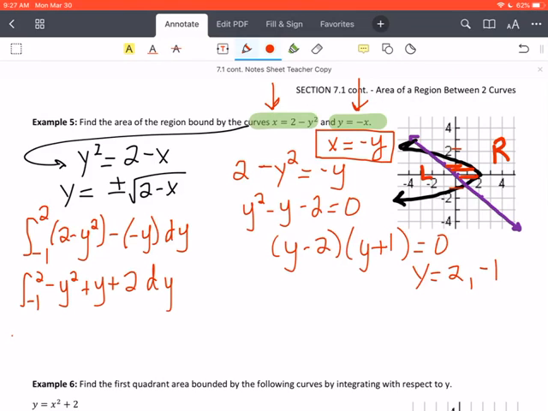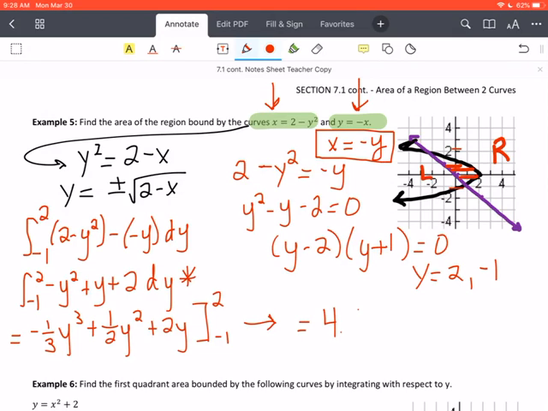Let's go ahead and review our integrating. So we have power rule: -1/3 y cubed plus 1/2 y squared plus 2y, and then we are integrating from -1 to 2. You could plug these numbers in, or at this point you could use a graphing calculator with the integrate feature, and we end up getting, again, that region is 4.5 units squared. Now I promise the answer will not always be 4.5, but the numbers work out nicely there.